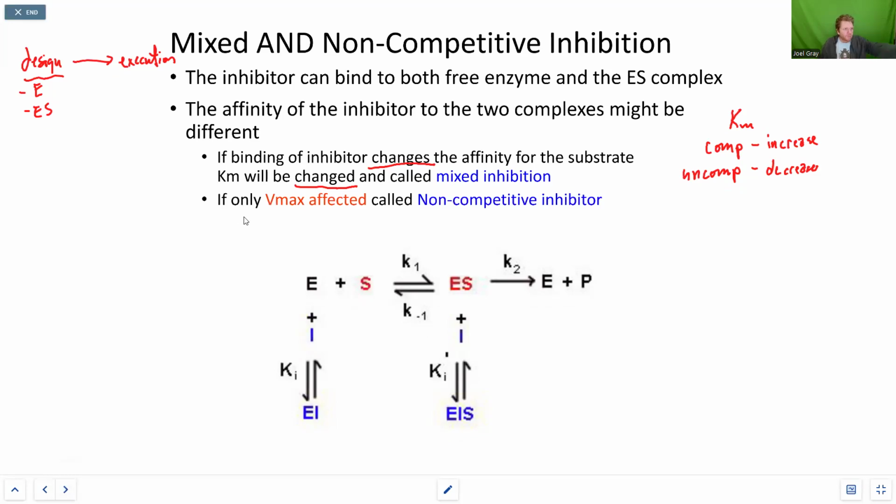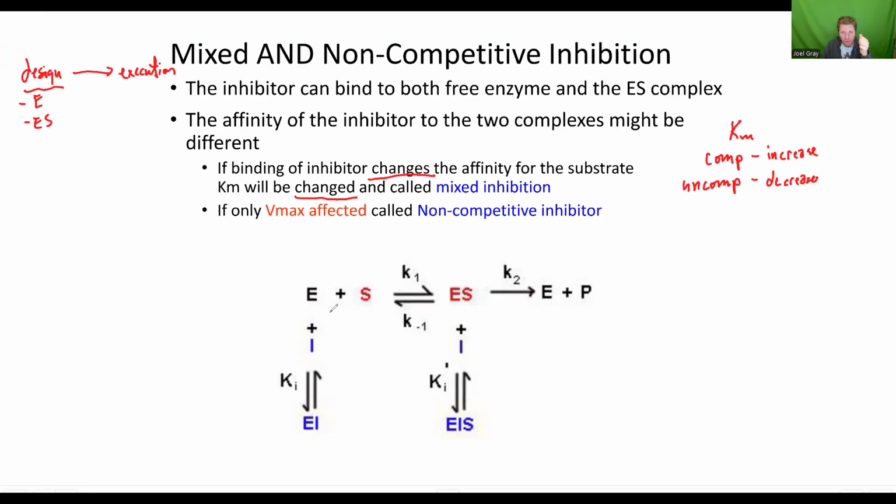Now, we've got this other situation. If only the Vmax is affected, it is called a non-competitive inhibitor. Again, we've designed this molecule to bind to E and ES. And we look and we see that only the Vmax has changed. So if we were to say Km, no change, and Vmax changes.